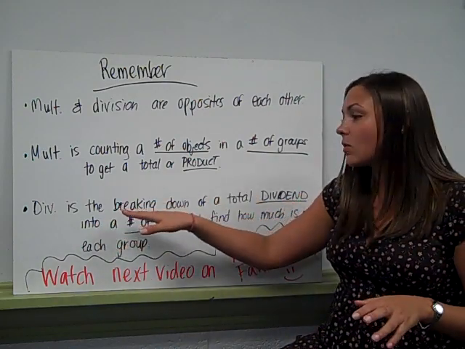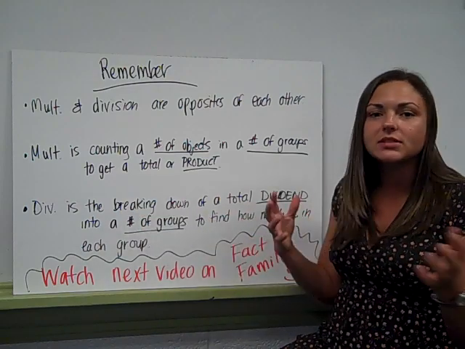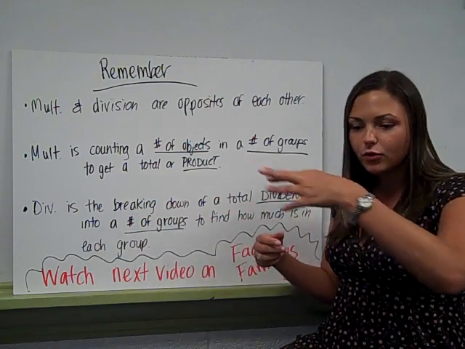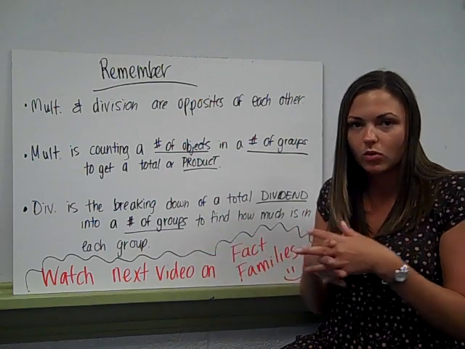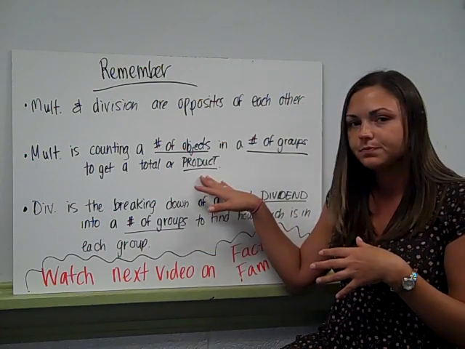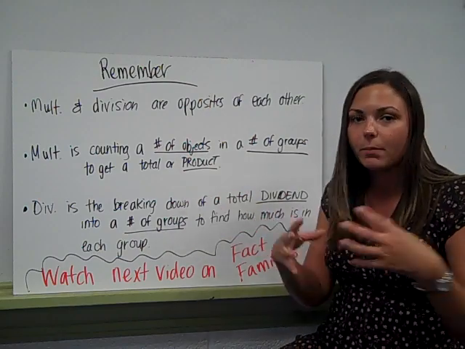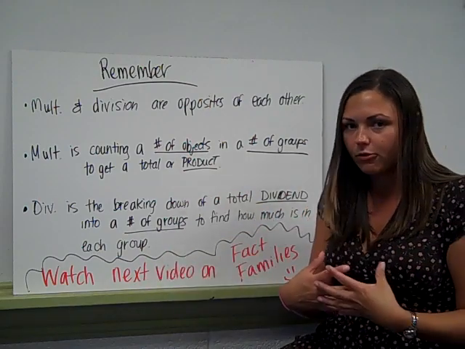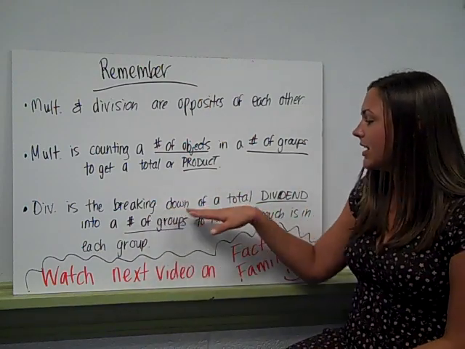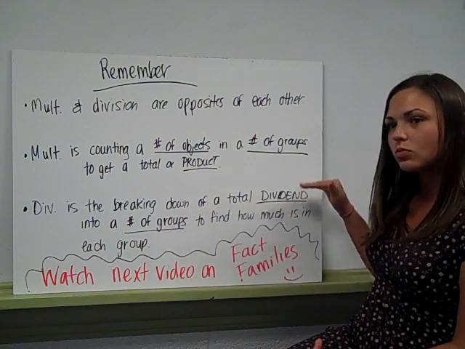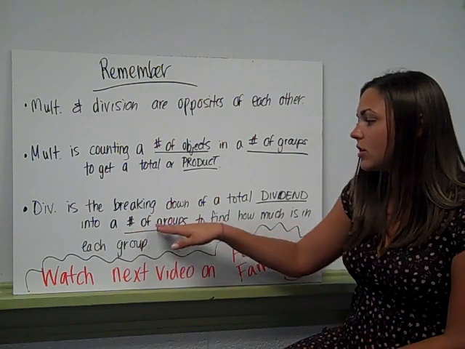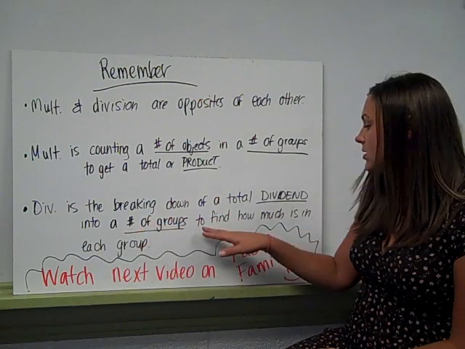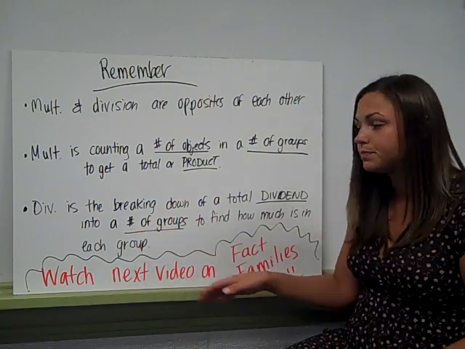Division is the opposite. We're breaking apart something. Instead of saying 5 groups with 6 in each group, multiply it or add them all up, get my product, I'm breaking it apart instead of bringing it together. So it's the breaking down of a total, the dividend, which is the number you start with, how many objects you have, 28 buttons, into a number of groups, 4 groups, to find out how much is in each group.